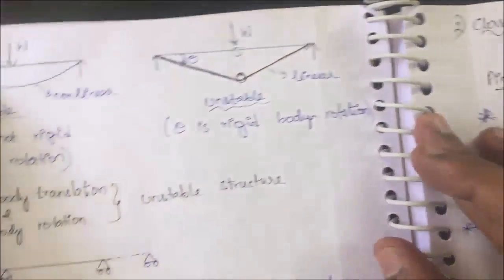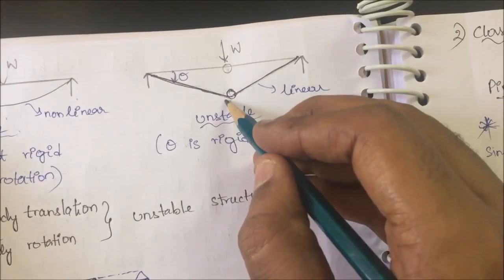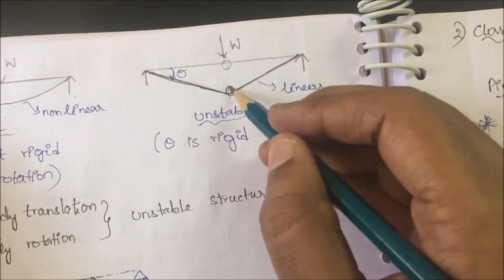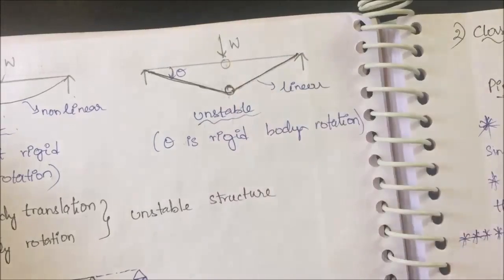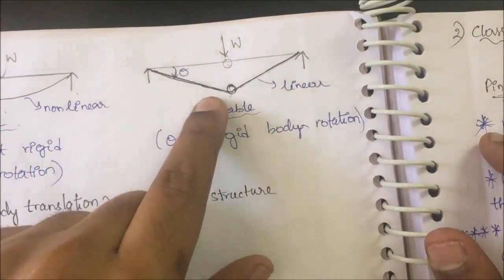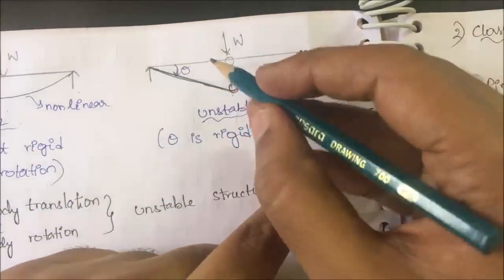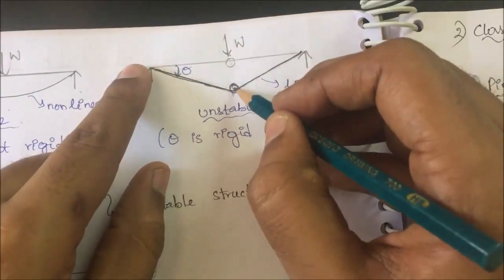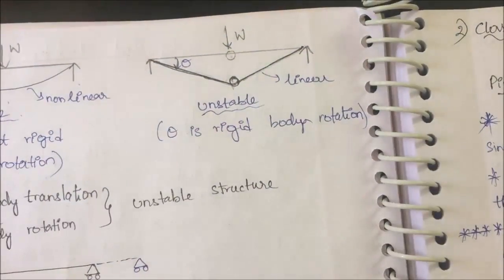So the same thing is happening. What will happen? See, it will fall on the head, people will die, right? So this is an unstable structure. I hope it is clear. Why is it unstable? Because you have a rigid body rotation. Your entire body is rotating without changing its cross section. Okay, so it is called rigid body rotation.